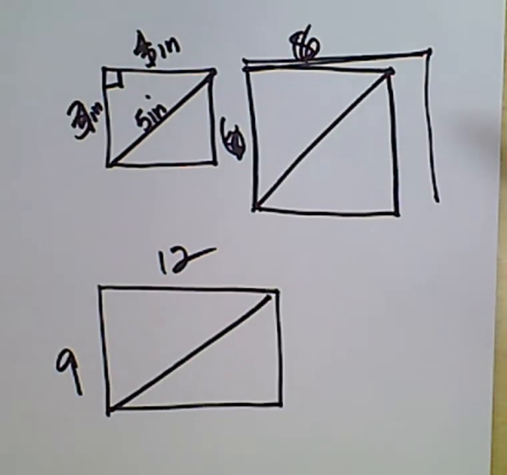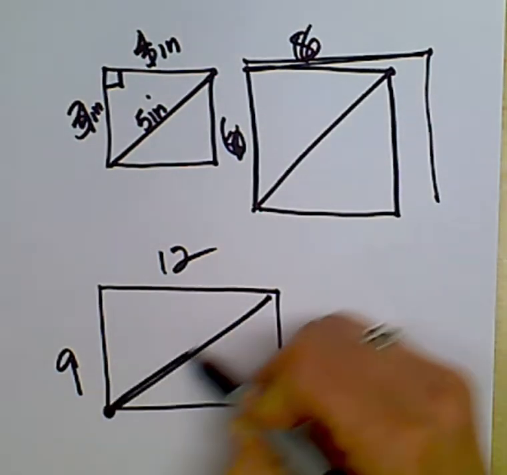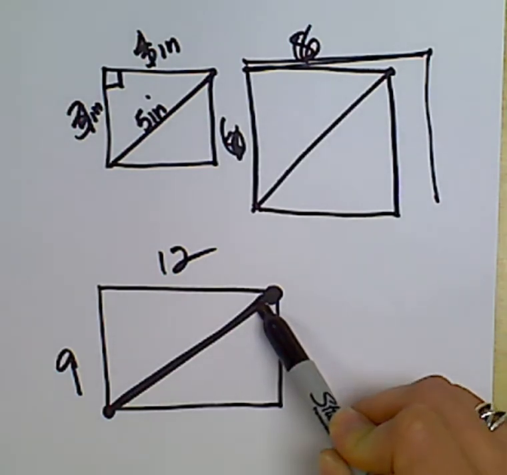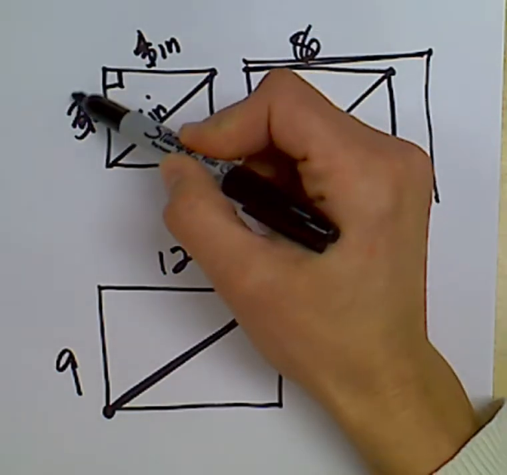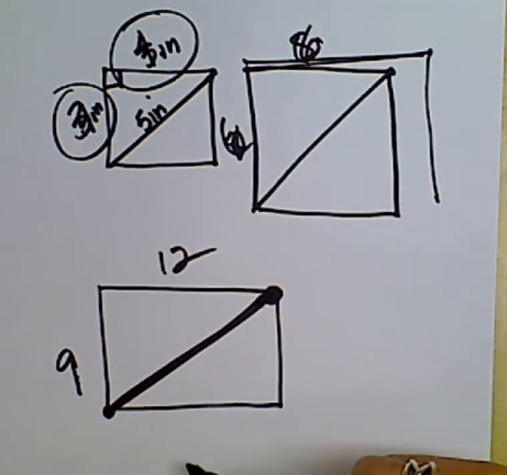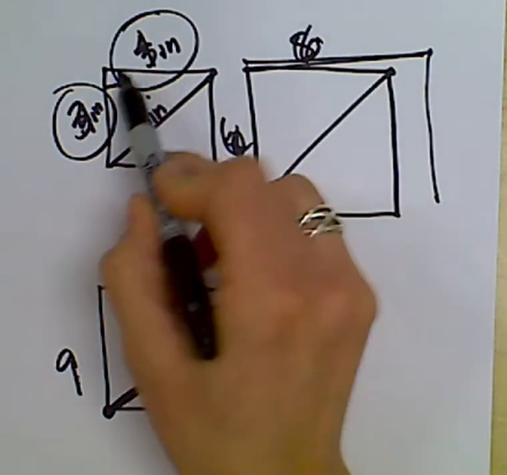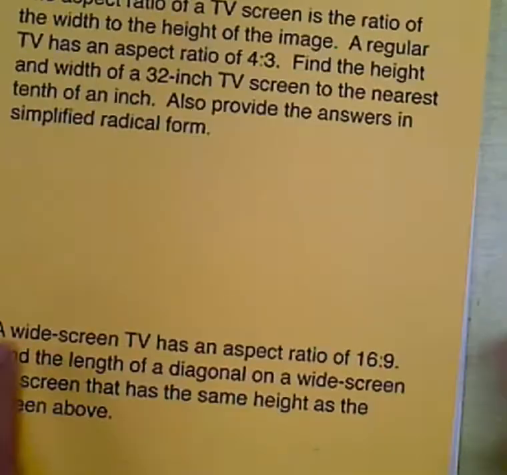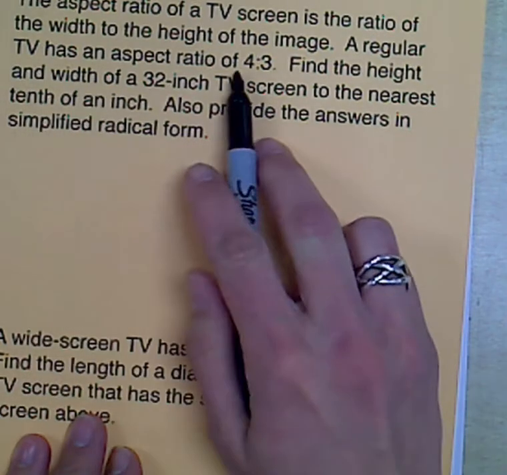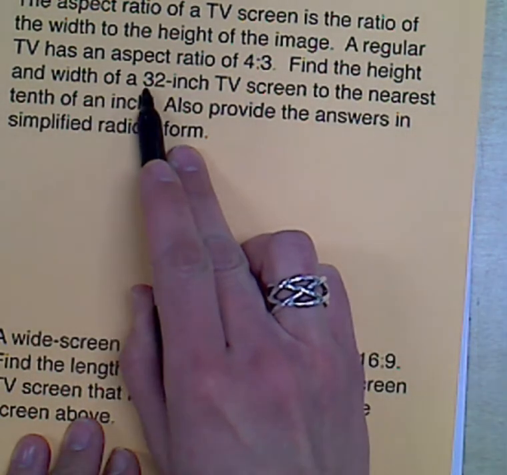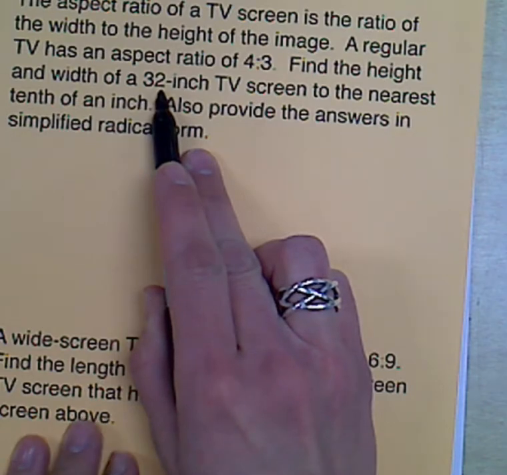And anybody who has purchased a TV knows that when they measure the size of the TV, they measure it across the diagonal. So what we're talking about in this question is the fact that we want this ratio to hold, that 4:3, the width to the height. So when we look at this question, it says that a normal TV aspect ratio is 4:3. Find the height and width if we know that it's a 32-inch screen.